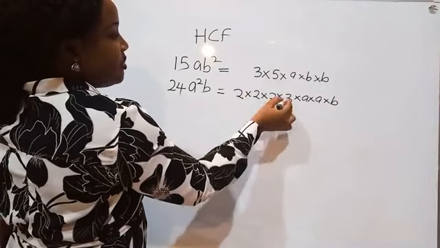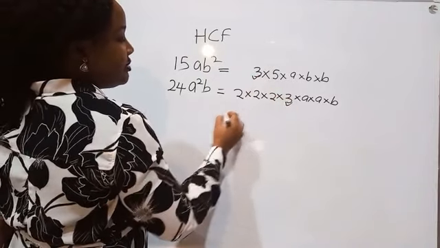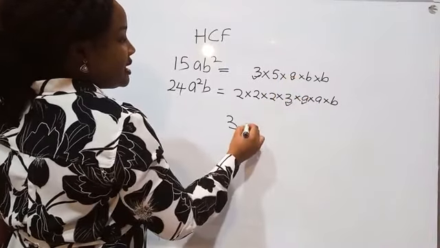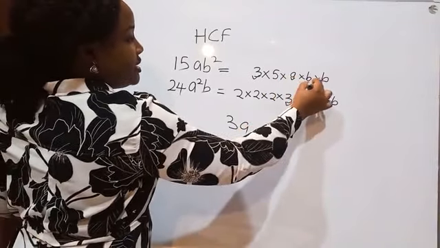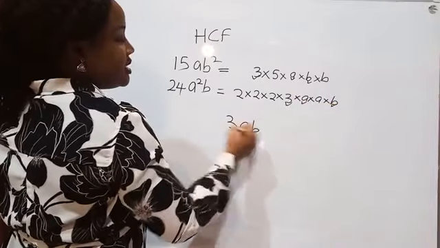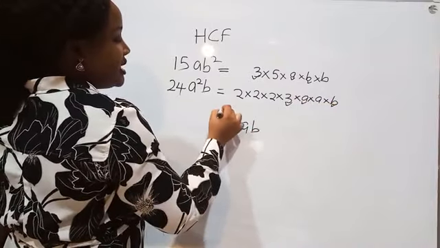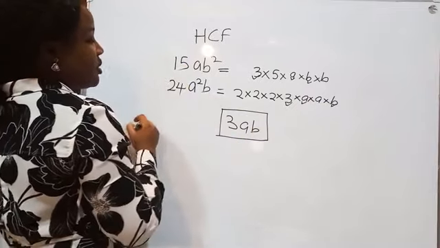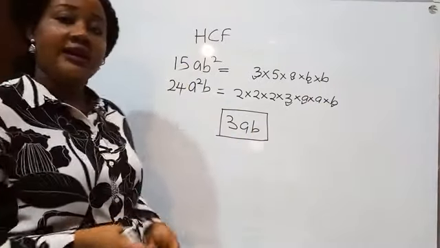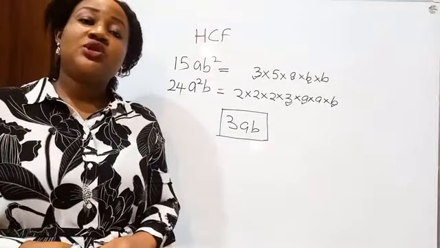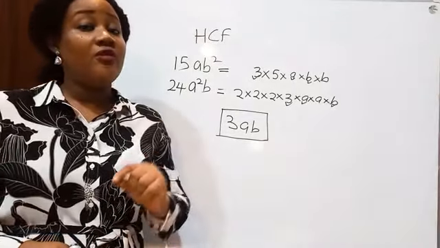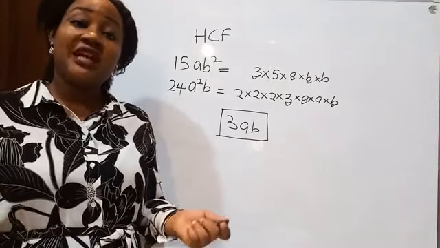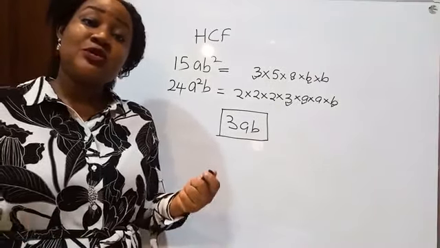We have 3 common here, so we take 3. We have a, take a, and we have b, take b. So 3ab is the highest common factor of 15ab squared and 24a squared b. Finding the HCF of algebraic expressions is very important for us, especially when we get to factorize.